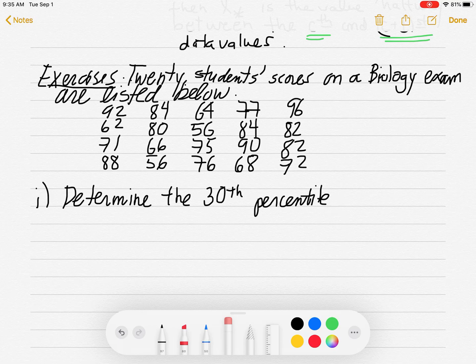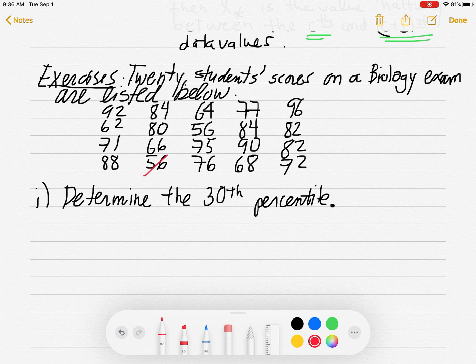I'll just call it, yeah. 30th percentile. All right, so first thing we got to do, we got to put the data in order, smallest to largest. What's the smallest here?